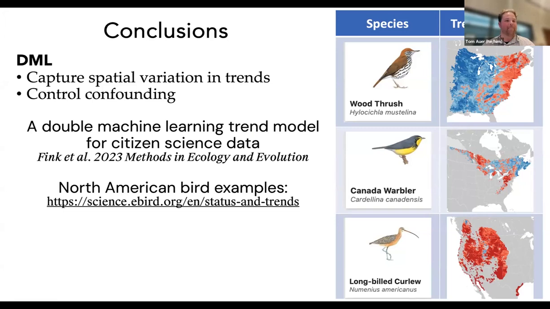There's a question in the chat. Yep, for you, Tom. Does this analysis assume no correlation between confounding and trends? I don't know if no correlation is fair. I think this method is doing a reasonable job at controlling for as much confounding as we think we can, but it's not 100% confounding control.